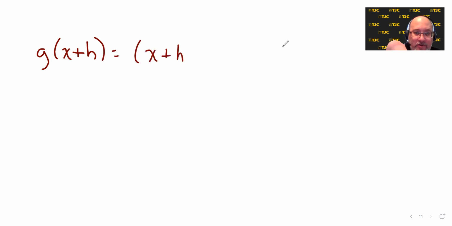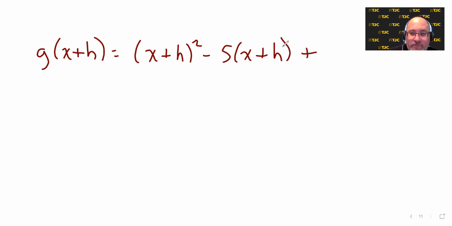We are doing g of x plus h, and that was set up as x plus h squared minus 5 times x plus h plus 6. So all the x's got replaced with parentheses with an x plus h on the inside. Now, the setup is easy. The tricky part about this is the simplification.